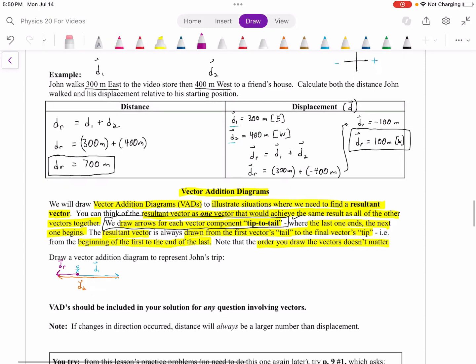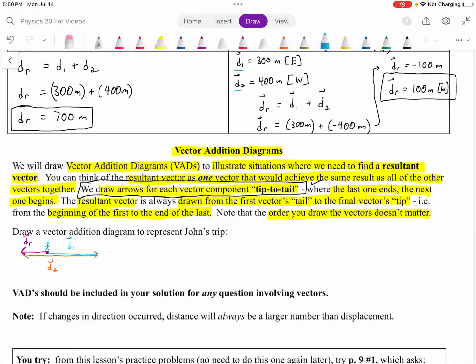Okay, now I claimed that the order we draw them doesn't matter. In other words, if I had first drawn D2 and then D1, I should get the same result. So let me show you that I wasn't lying when I said that. Let's draw John here. What if we had done D2 first and then D1? Do we still get the same resultant? Well, in that case, we'd start here. First, do 400 meters west. Then tip to tail, we're going to add 300 meters to the east, D1. Now 300 is not as big as 400, so I'm drawing it about 3/4 the size.